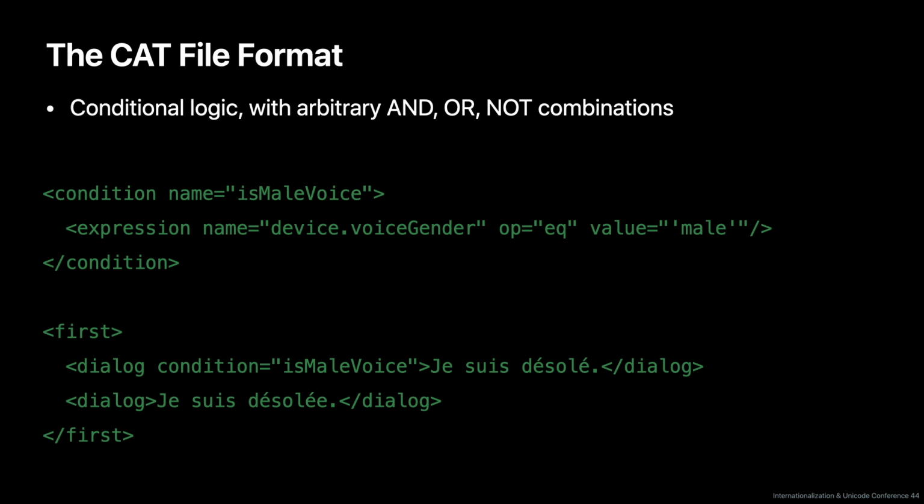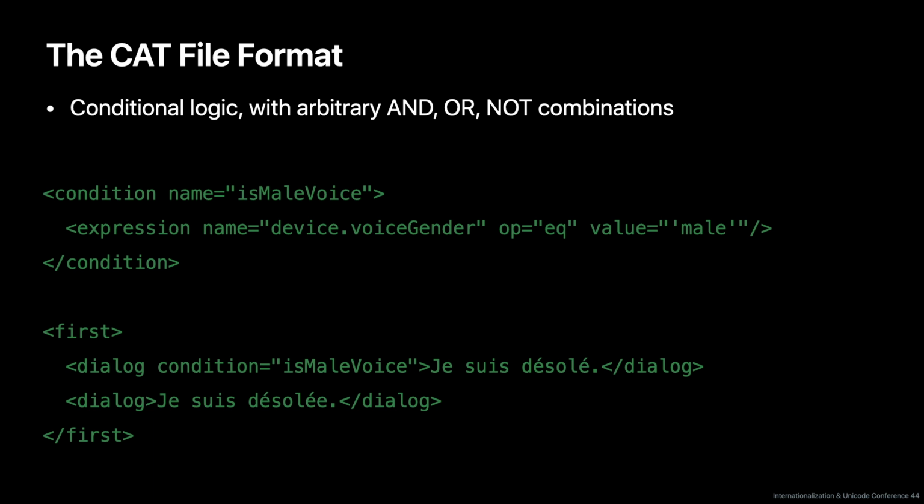So as I mentioned earlier, we support being able to conditionalize the output based upon the value of parameters supplied at runtime. We do this by creating named conditions that can describe arbitrary and, or, not combinations of expressions. In this case, I'm showing a single expression, which is testing the value of a voice gender string and seeing if it equals the value male. The string comparisons are case insensitive in cat.